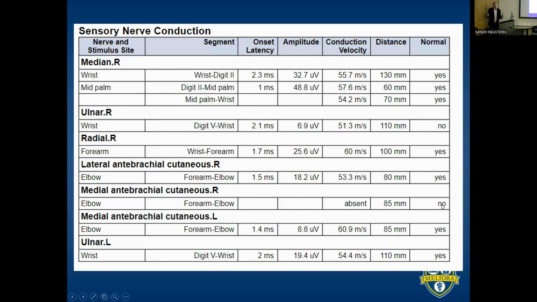So just in sensory, we're already starting to form this diagnosis. Median is okay, ulnar is jacked up, and MABC is jacked up, right? How do you get that pattern of those three things? Normal median, abnormal ulnar, abnormal MABC is going to be either, well, it could be C8, lower trunk, or medial cord.